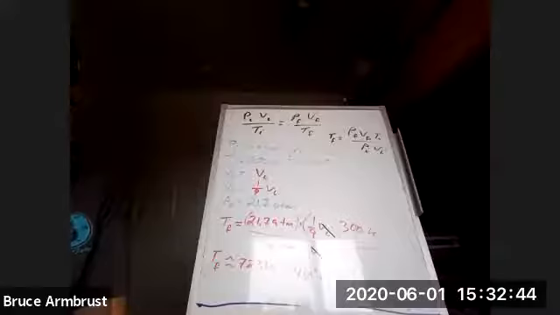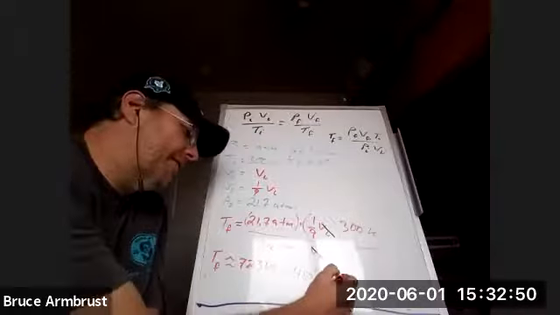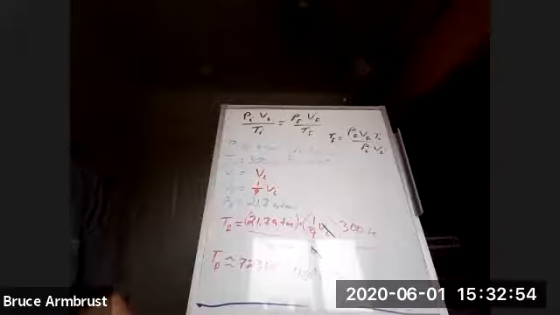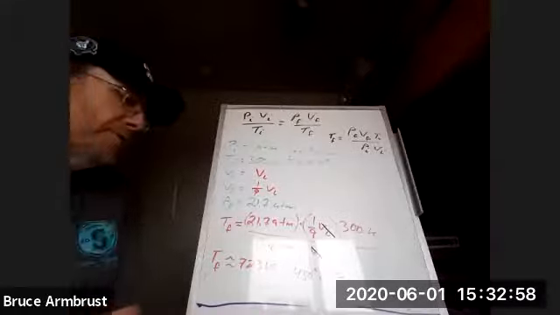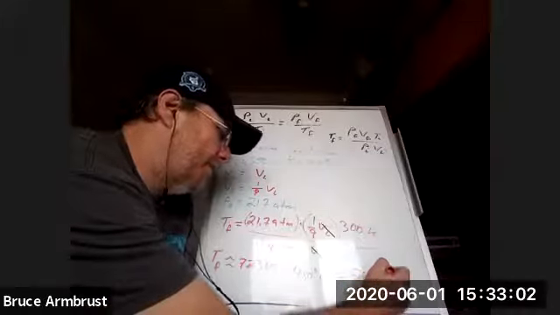Which again, probably doesn't mean a lot to you. So I'm going to go ahead and convert that to Fahrenheit. So you multiply by 9/5 and then add 32. And so this is, I think, 842.